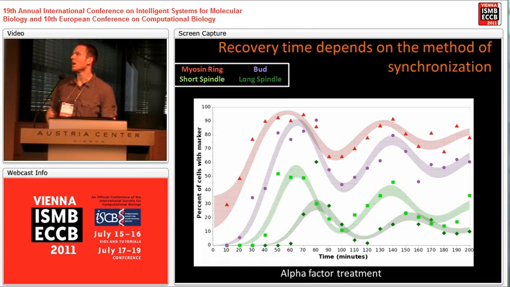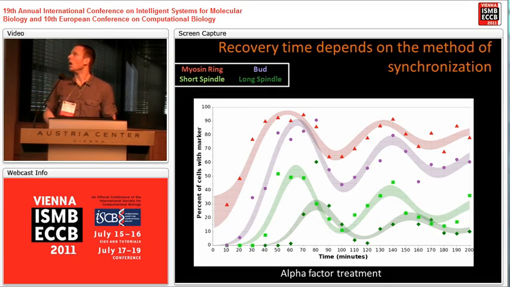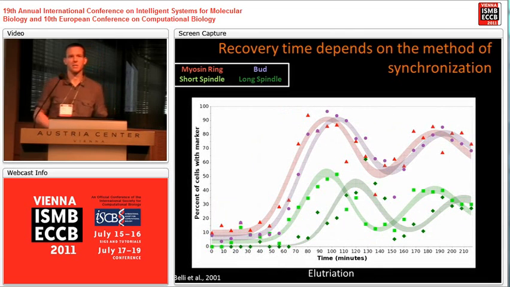So here for the alpha factor treatment, what you can see is that the observations come on fairly early. Whereas we found that with elutriation, as had been found in previous work, there was this elutriation-dependent lag because the cells were getting put under a great deal more stress than under alpha factor. So this was comforting to see as it had been documented in the literature.